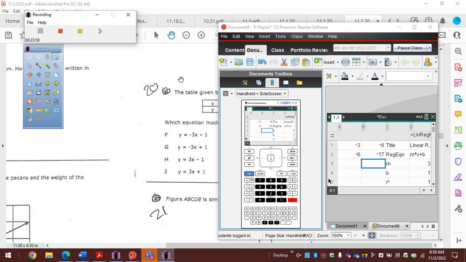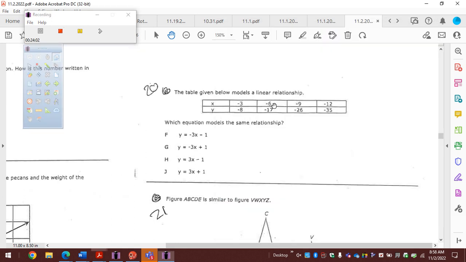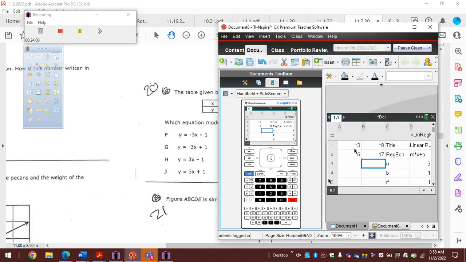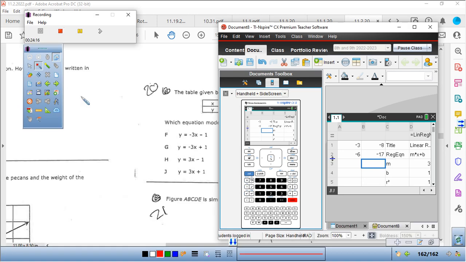Okay, so for this one, guys, I kind of forgot to unpause it. So looking at this, I'm going to go ahead and list the spreadsheets from the beginning, negative 3 and negative 8, negative 6 and negative 17. I forgot to unpause it, and I did that on the calculator already. So it's a negative 3 going with a negative 8 and negative 6 going with a negative 17. A gives you m to be 3 and b to be 1. So remember the form they want is y is equal to mx plus b. We're going to go to y is equal to 3x plus 1.